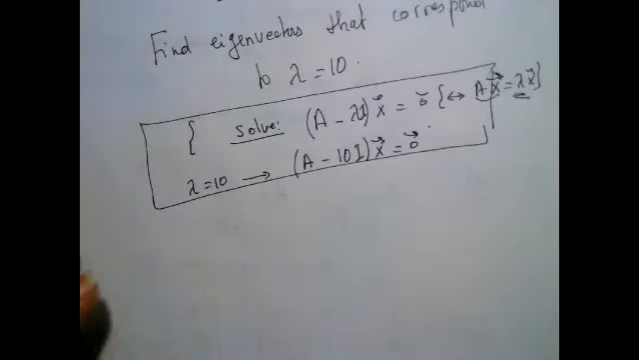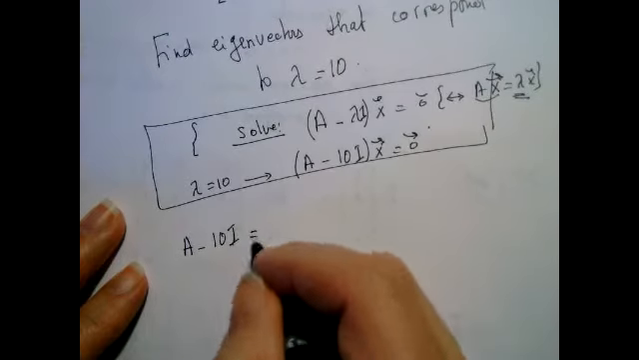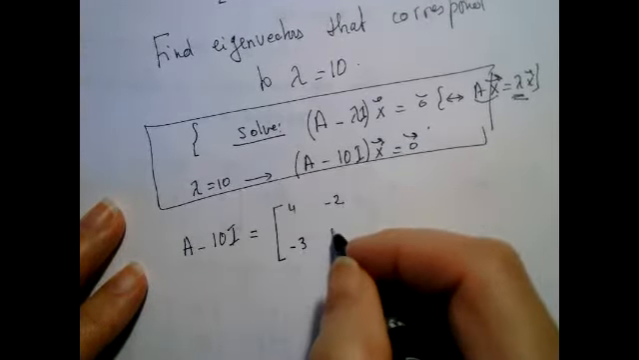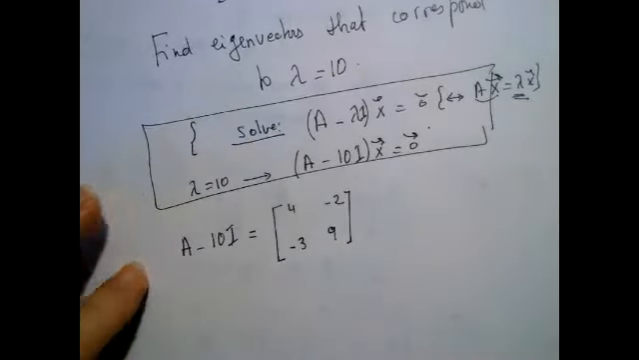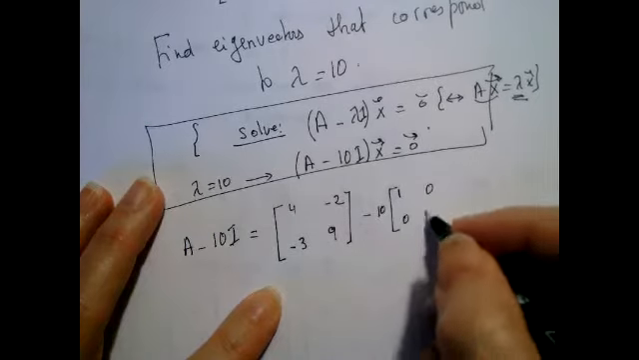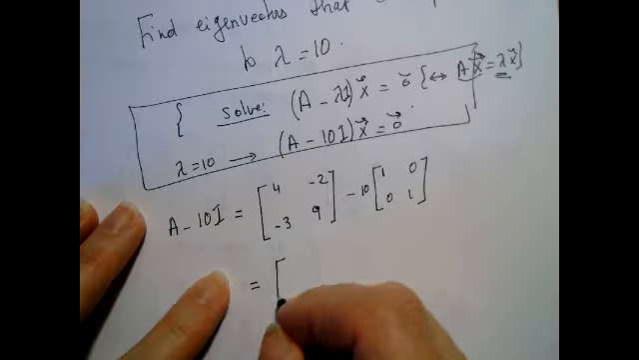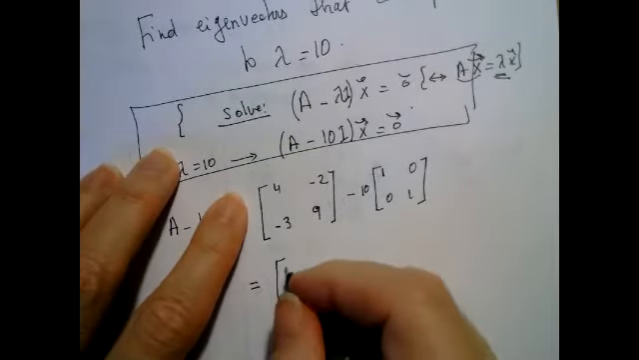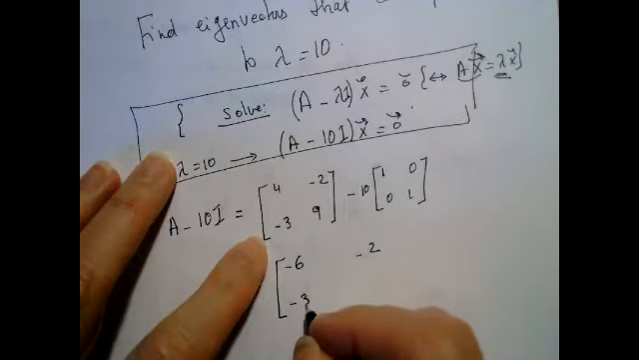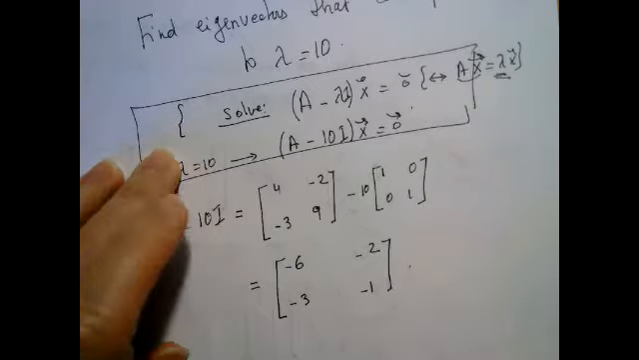So let's do that. We first compute A minus 10 times the identity. That's A, which is 4, minus 2, minus 3, and 9, minus 10 times the identity, 1, 0, 0, 1. So it's going to be equal to 4 minus 10, minus 2, minus 3. We always subtract 10 from the terms along the diagonal. 9 minus 10 is minus 1.